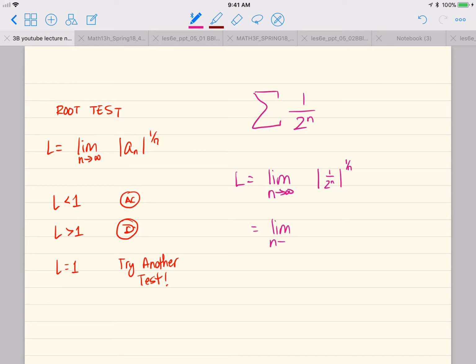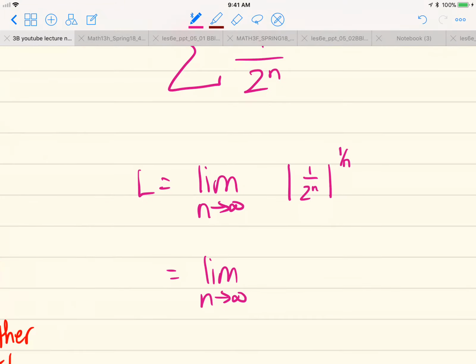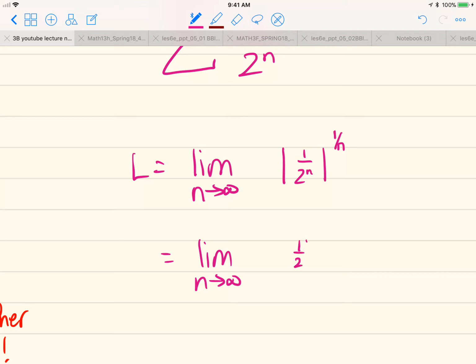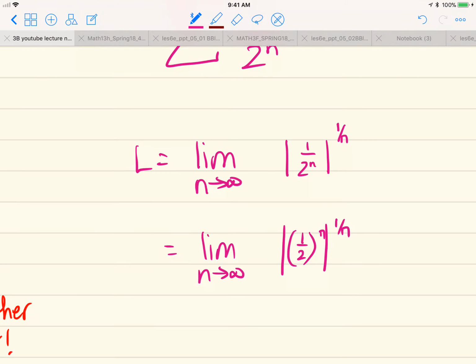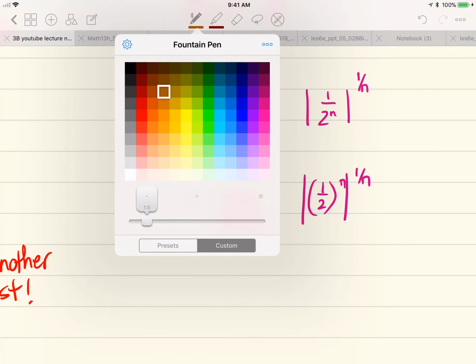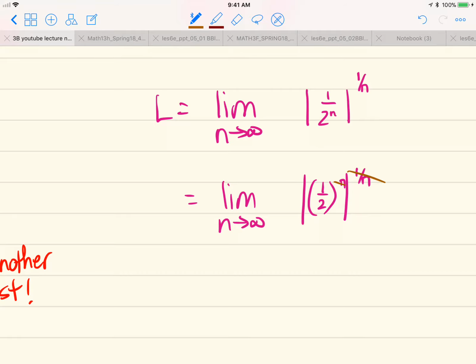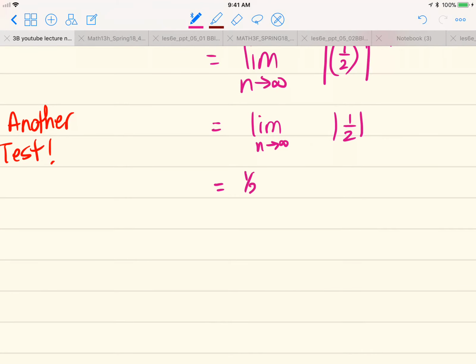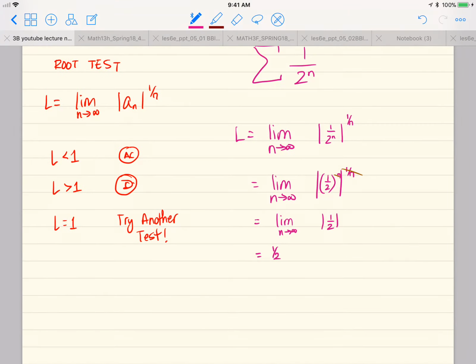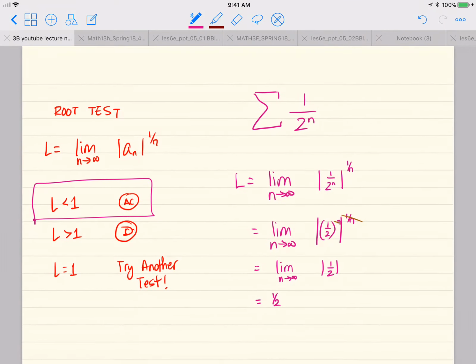Now, let's rewrite this, or unwrap it. Because what is 1 over 2 to the n? All that means is (1/2) to the nth power, right? So we take the absolute value of that and the nth root of (1/2) to the nth power. Those exponents are going to cancel each other out, right? n and 1 over n are going to cancel each other out. So we're going to be left with just 1/2, absolute value of 1/2. We get exactly the same L. Right? So L is equal to 1/2. Since L is equal to 1/2, we're in a situation where our series is absolutely convergent.